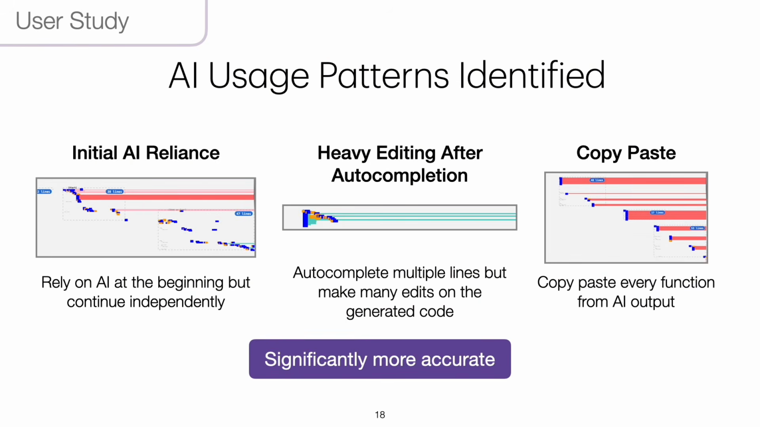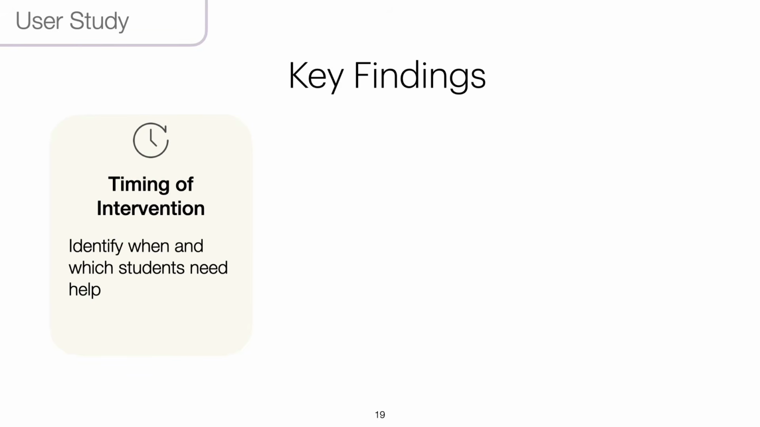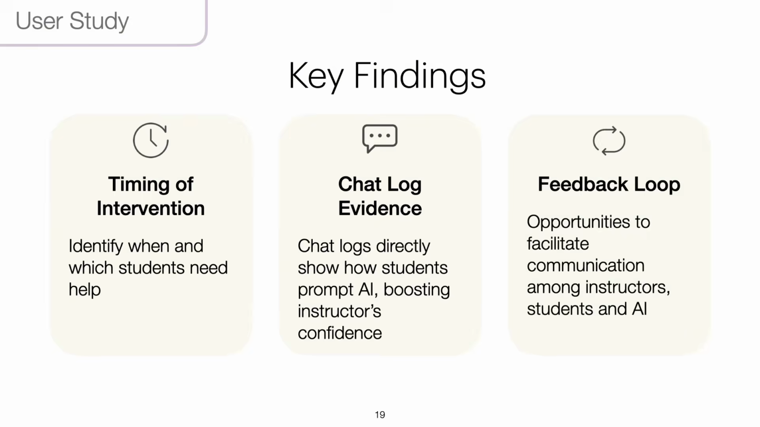Overall, participants were significantly more accurate in answering quiz questions using Editrail. In addition, our study revealed three key findings. Instructors could identify when and which student needed intervention. Chat logs give direct evidence of how students prompt AI, boosting instructors' confidence. The system opened opportunities for facilitating a feedback loop between instructors, students, and AI.